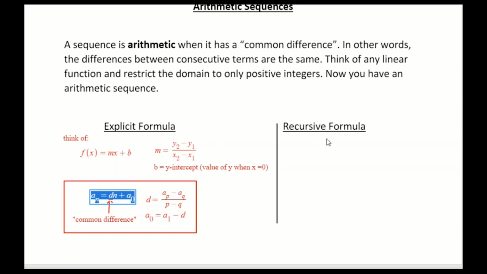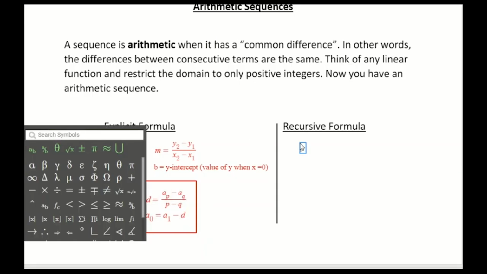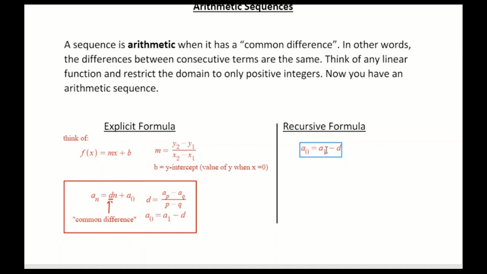So let's now look at our recursive formula. For the recursive formula, you need to know a seed value. So a sub 0 is my seed value, and you're going to calculate it exactly like we did for the explicit formula, which is you're going to take the first term and subtract the common difference. So this is known as the seed value.